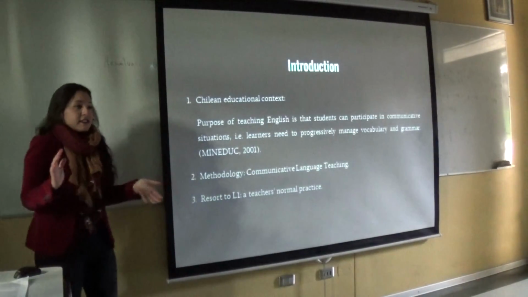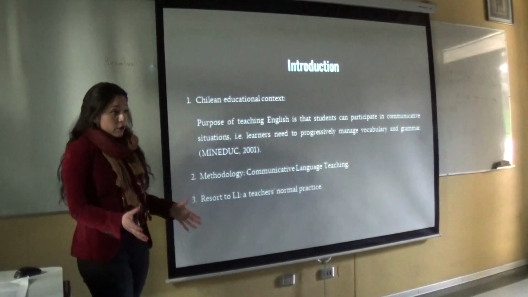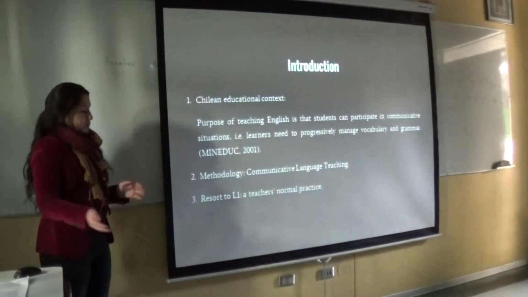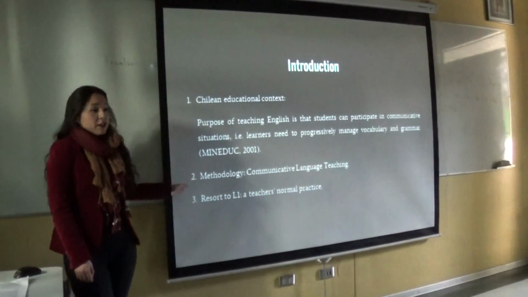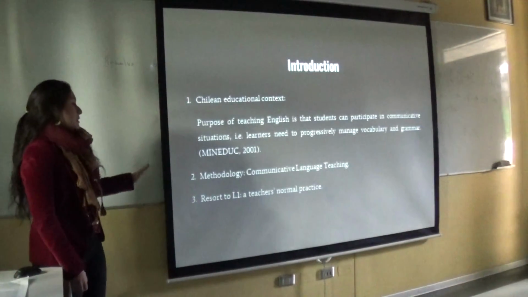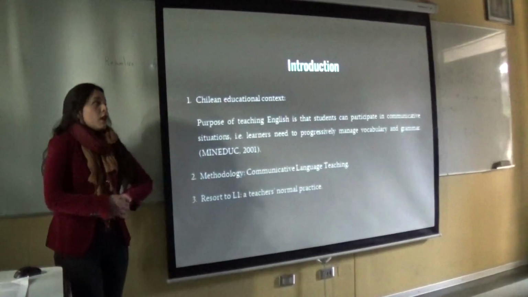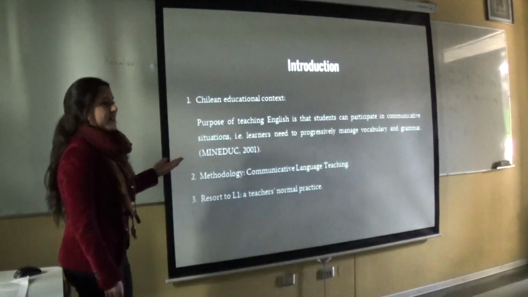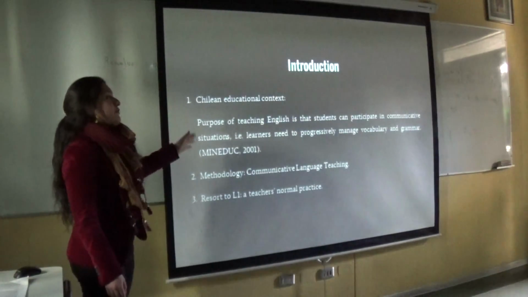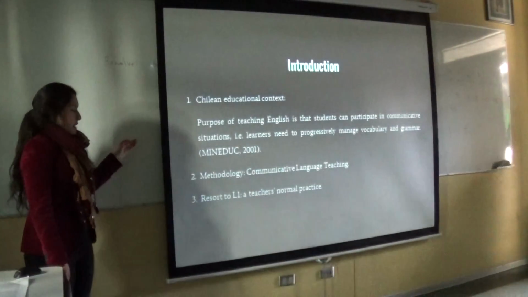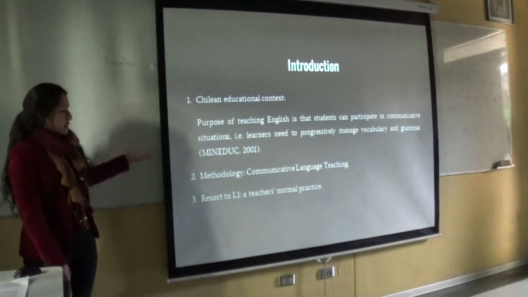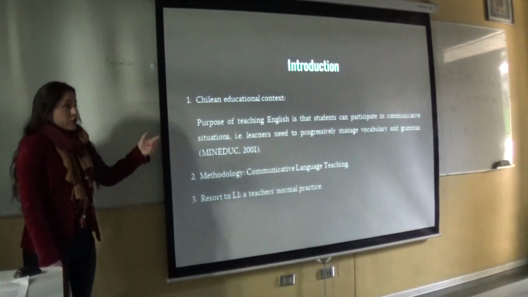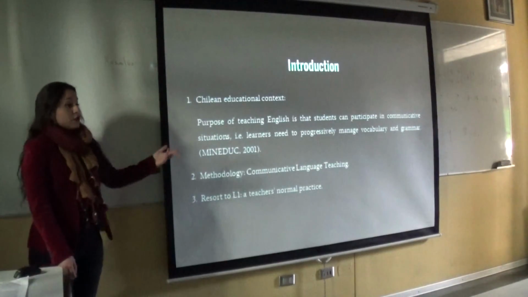However, it is common to see inside a Chilean classroom that teachers resort to L1 at any time during the lesson. This could be triggered by different purposes or could be seen as a teacher's normal practice. As this is an observational study, I state the object of study as trying to explain the purposes of this resort to L1.